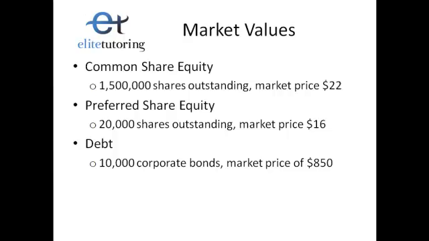We will use a fake company as our example in these calculations. Suppose our company had the following information given as you see here. We need to get the market values for each of these. It's very simple. For common share equity, we take 1,500,000 shares times the market price of $22 to get $33 million market value, also known as market cap. So this is 33 million.